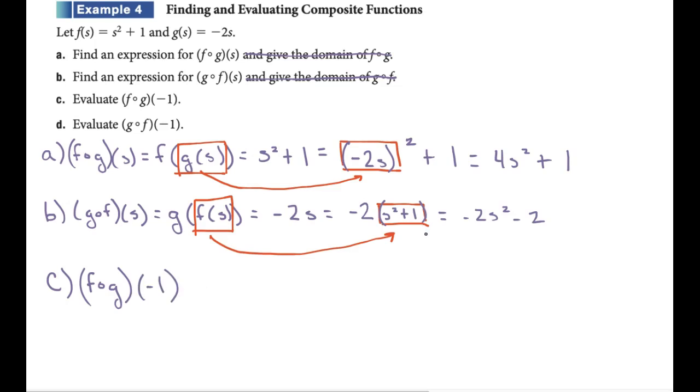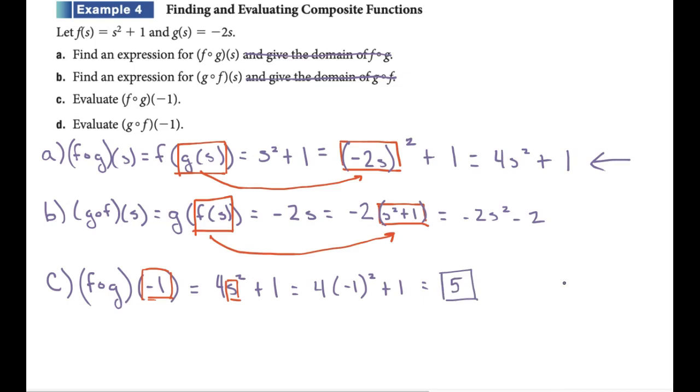So before we did it with an s, f of g of s, as we did right up here, this one, is 4s squared plus 1. So we want to replace the s right here with negative 1. And I used the top one because it was f of g. So take a moment to look at that. We did f of g of s. Now we're finding f of g of negative 1. So I'm going to replace the s with negative 1, and I get 4 times negative 1 squared plus 1. Okay, so negative 1 squared is just 1. I get 4 plus 1, which is 5. Okay, so we get 5.